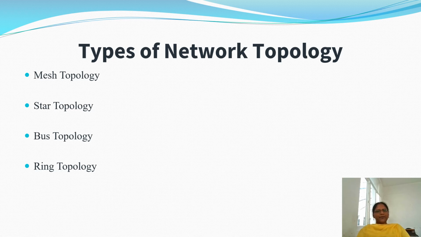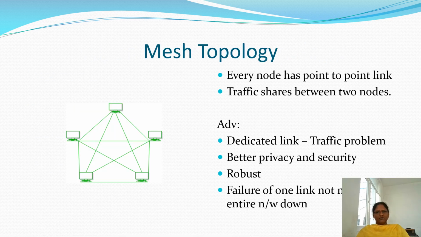We have different types of topology. Those are mesh topology, star topology, bus topology, and ring topology. Mesh topology is one type of topology. Here every node has a point-to-point link as shown in the figure. Here we have 5 nodes. The 5 nodes are connected to the other nodes in point-to-point links. For example, if device A is connected with device B, similarly device A will be connected with C, and with D and E as well.